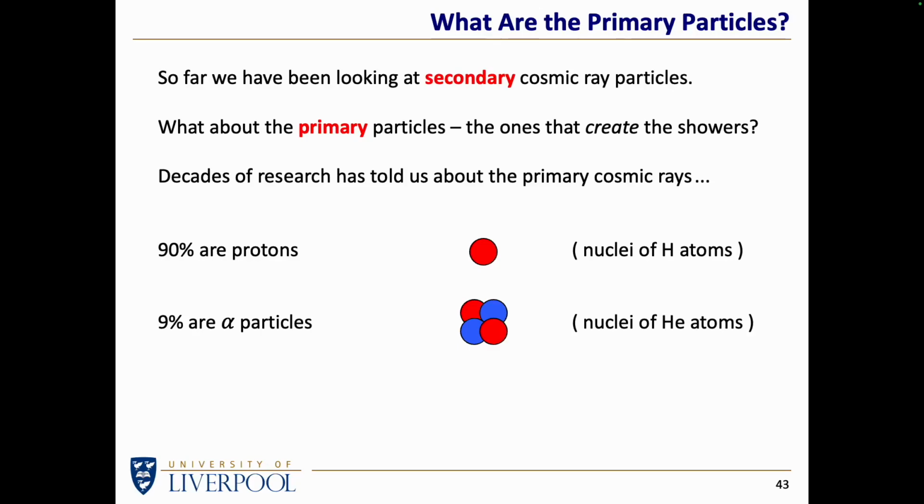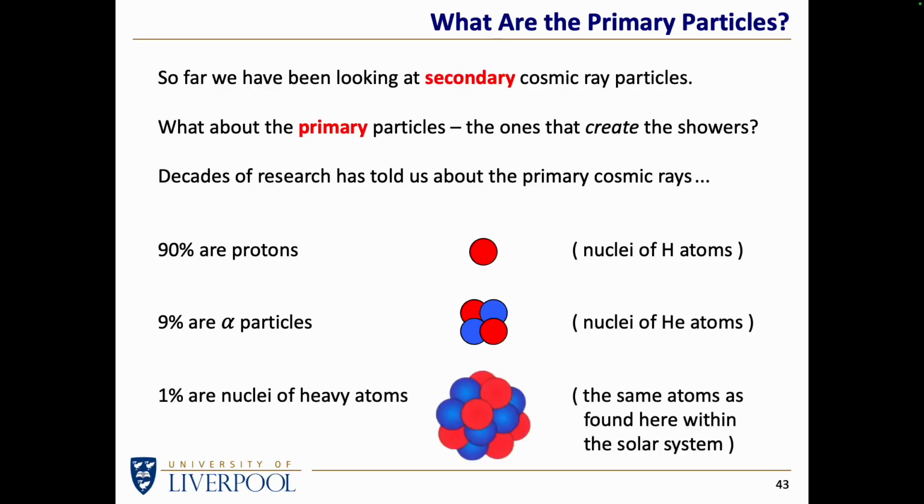So they're obviously a lot heavier, because there's 4 protons and neutrons, with neutrons being very similar in mass to protons. So there's 4 times the mass there. The remaining 1% are all the other nuclei that exist. In other words, the nuclei of lithium or beryllium or boron or carbon or nitrogen or oxygen, or all the way through the periodic table.